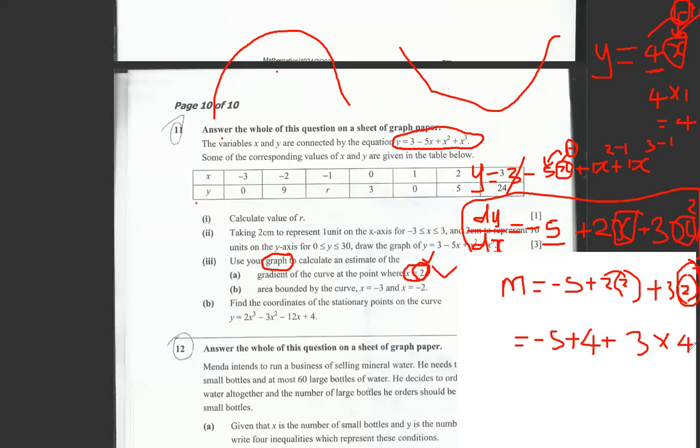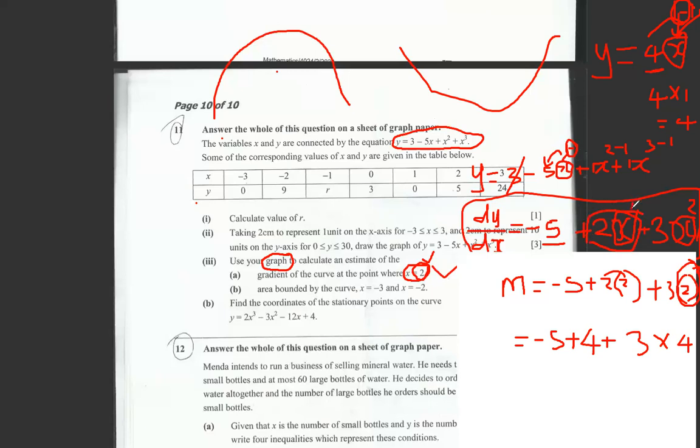Two or one and not two. Sorry? Isn't the 2x raised to power 1 and not 2? Look here. Here what we have is 2x, meaning the power which is here is 1.